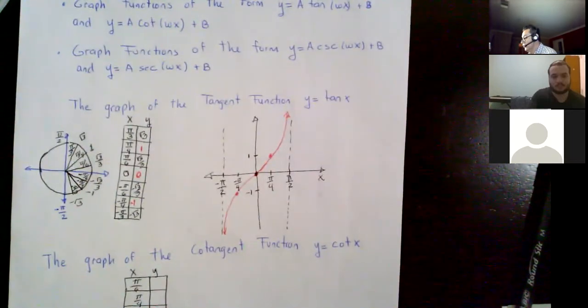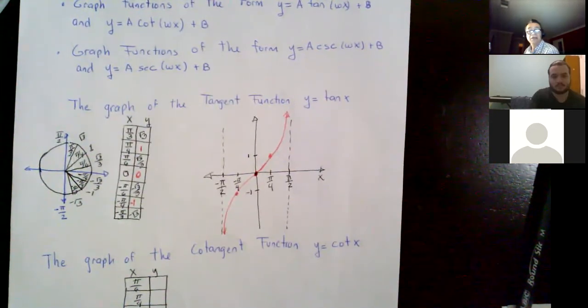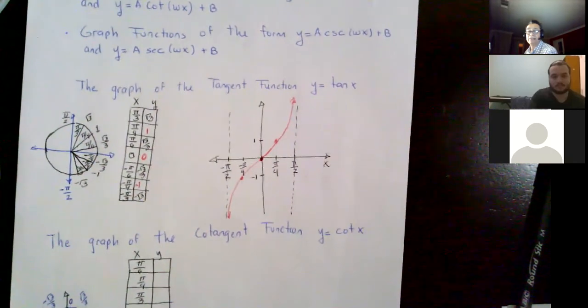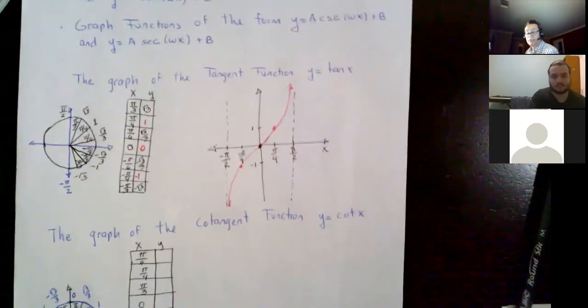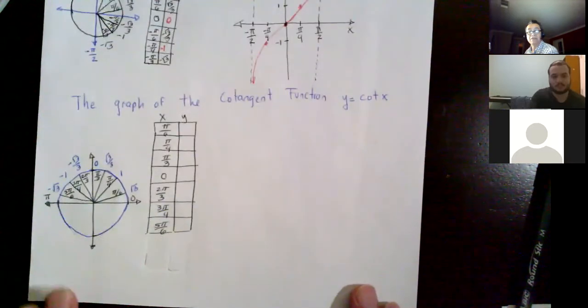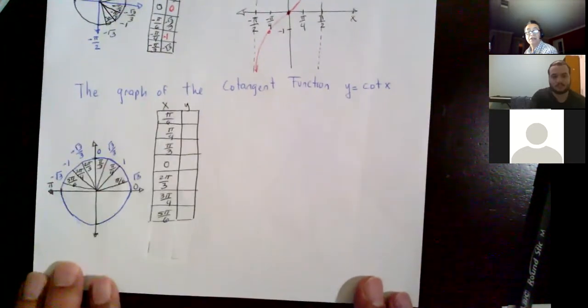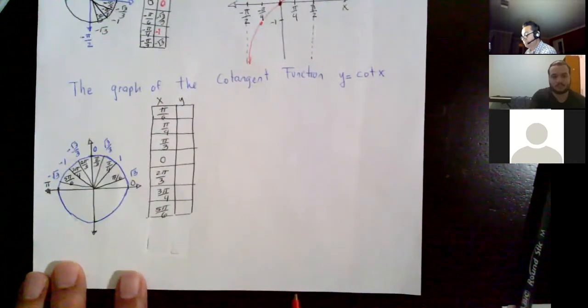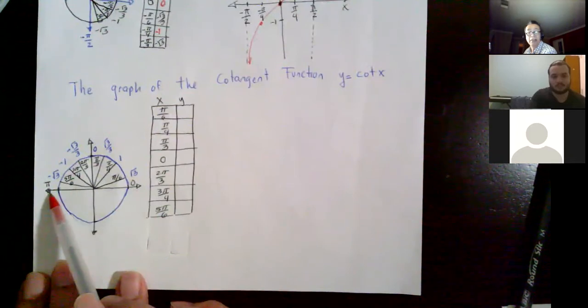All right, so let me know if you have any questions. So that's the tangent function. So the cotangent function, we get the same idea here. So let's go over the cotangent function really quick. Remember, the cotangent function is undefined at 0 and pi.